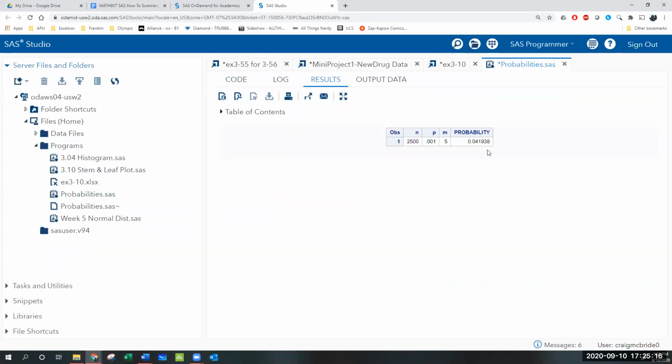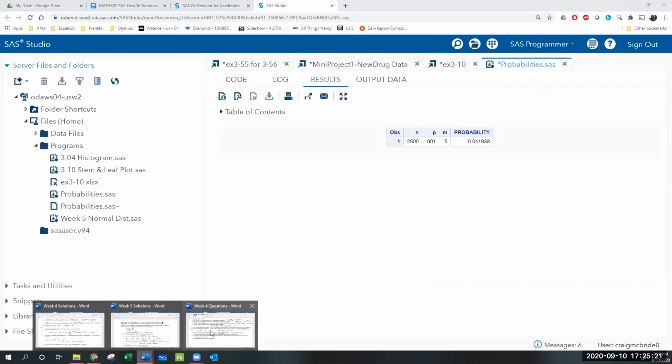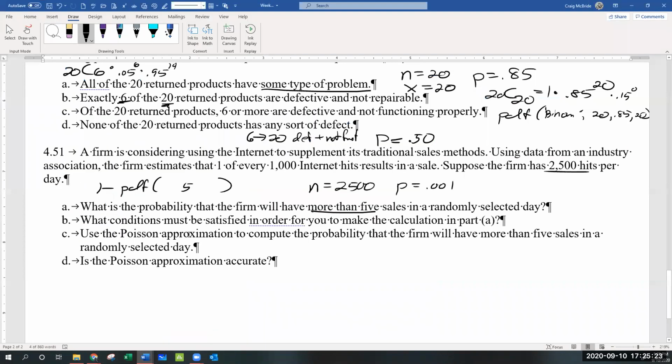Part B, we already discussed it. Part B asks what conditions must be satisfied in order for us to make the calculations in part A, i.e. the conditions that make this a binomial. Well, it's that the internet hits are independent and the probability of a sale remains constant. Those are the two conditions that we have to have, and we do.